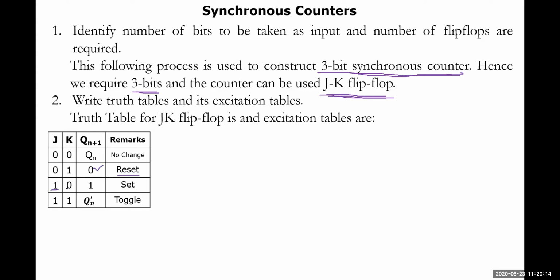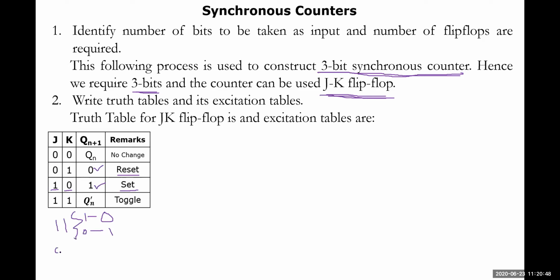When J equal to 1 and K equal to 0, irrespective of the previous output, it must be set to 1, which is called set. And when both inputs are equal to 1, whatever the previous output, that output will be toggled, that is complemented. If the previous output is 1, it will produce 0. If it is 0, it will produce 1. That is the case J equal to 1, K equal to 1.